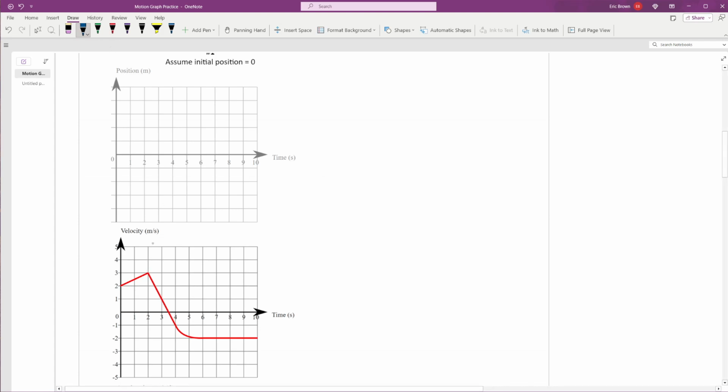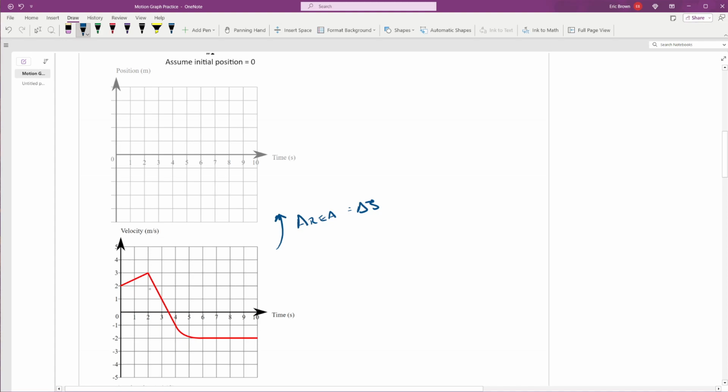Okay, so let's do position first, I guess, since it's up top. And again, the rule is if I want to go from here to here, I got to do area. The area under the curve of my velocity versus time graph tells me the change in displacement.